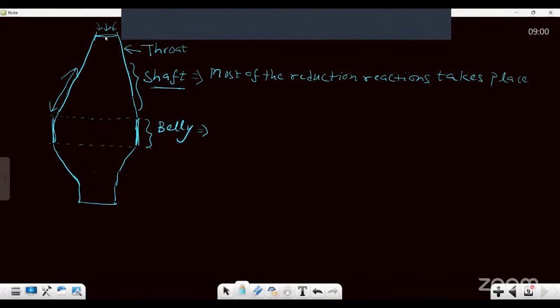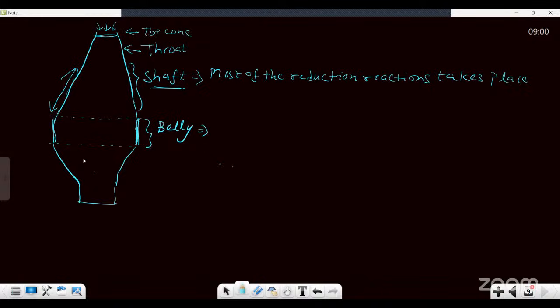Then what is happening? The materials are getting inside. And as you descend down the blast furnace, your temperature slowly is going to rise as you descend down. And this is very, very important to understand.